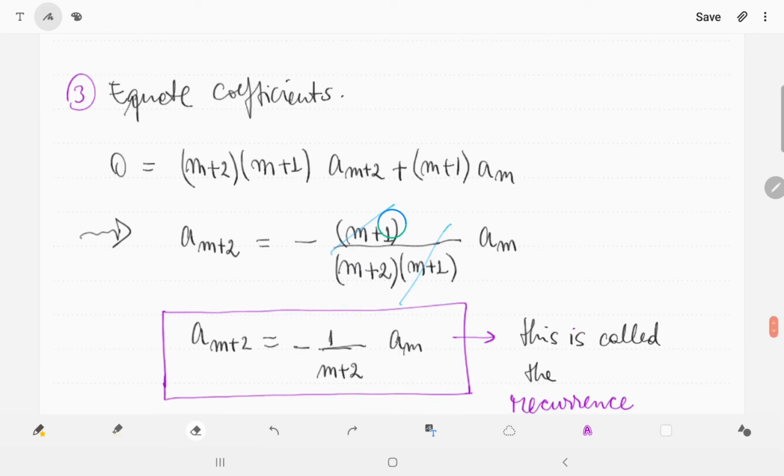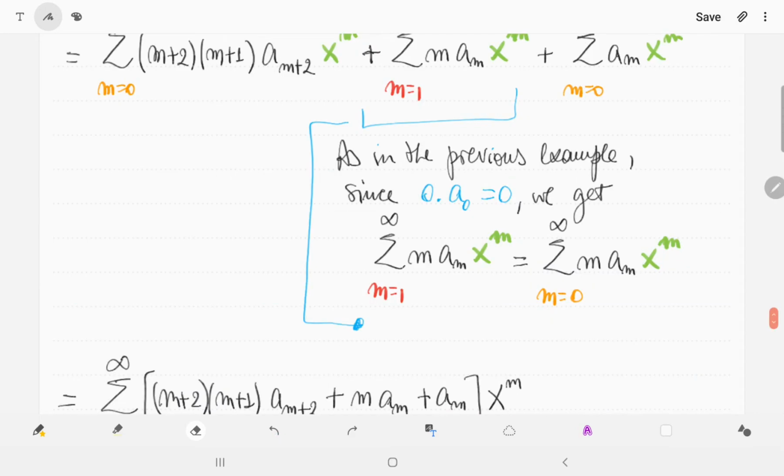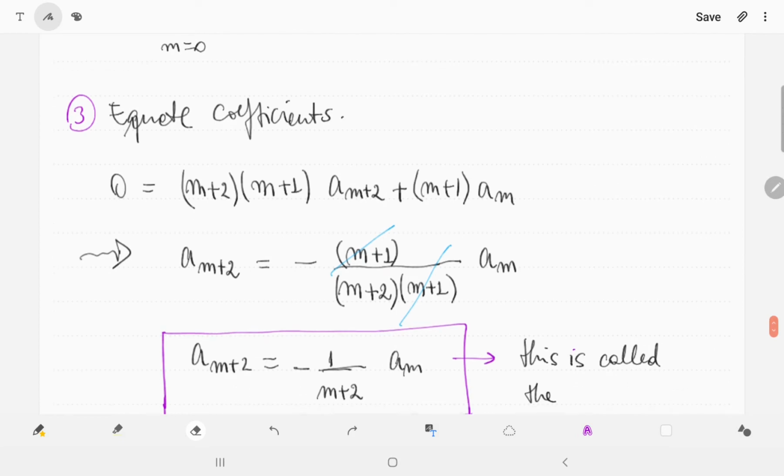So that's what we have here. 0, oops. Okay, we have to wait a second. So we have 0 is equal to this expression for every m. No, I don't want to do that. Okay, so sorry for that.